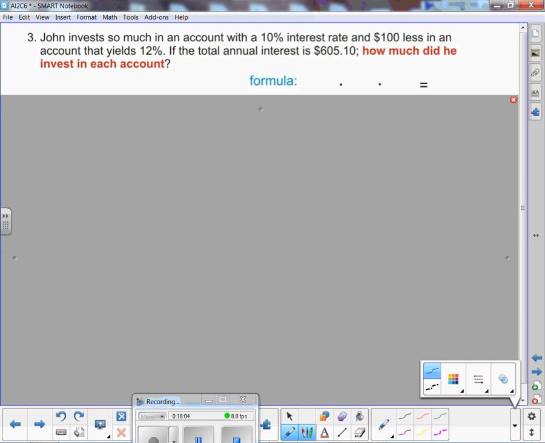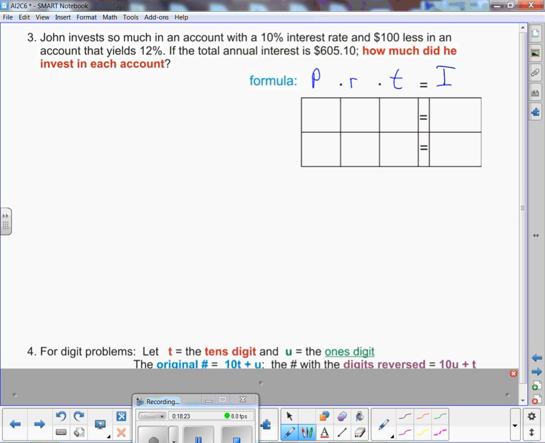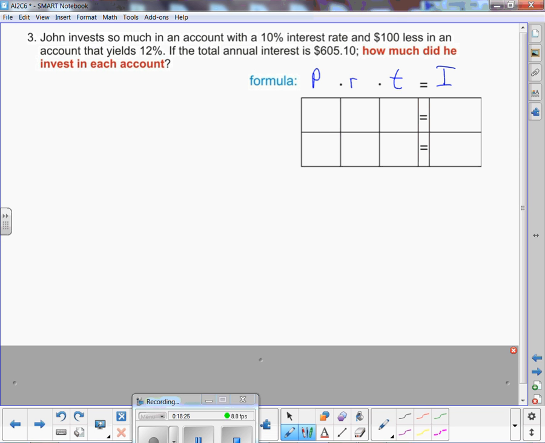Hopefully you remember I equals P times R times T. And again, we're going to do it backwards. We're going to go P times R times T equals I. Okay, that shows us our columns, doesn't it? And therefore now we have a chart that looks like that, right? Principal times rate times time equals interest.